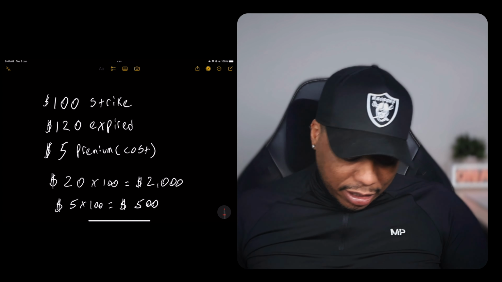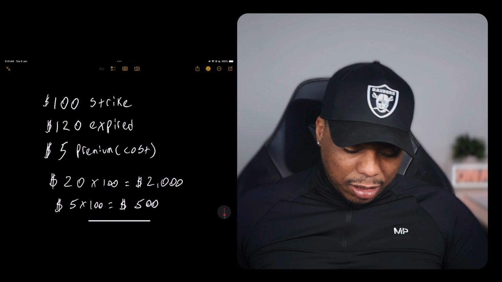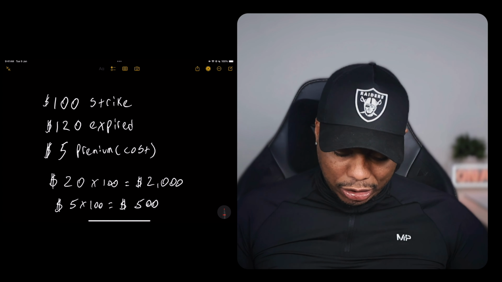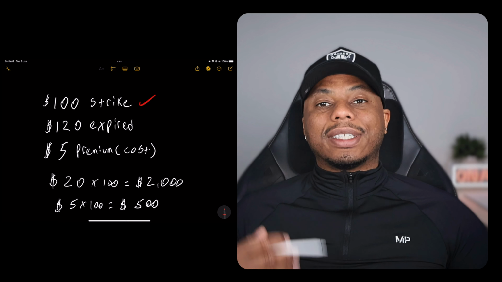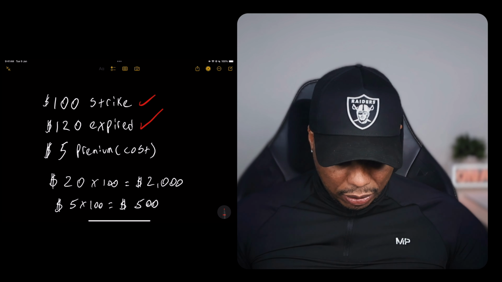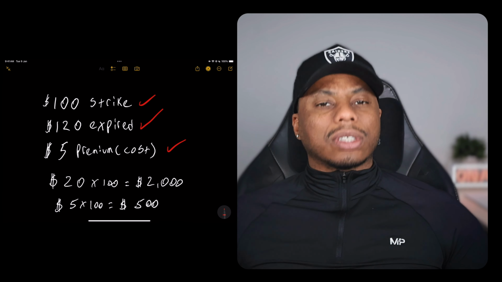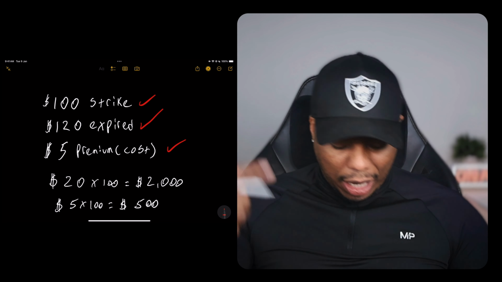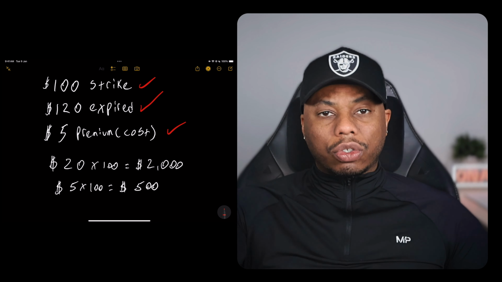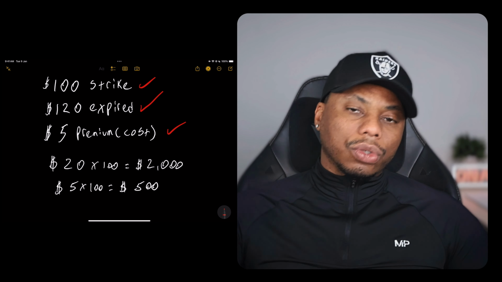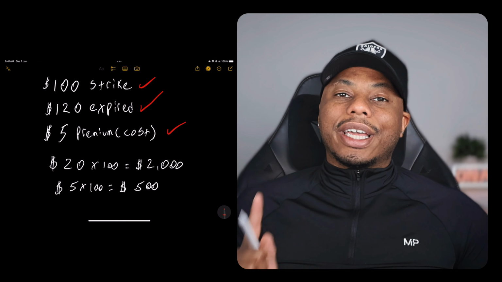But anyway, in this example, we're looking at buying a call option, right? So in this case, we're buying something at a $100 strike price. Boom. We got that. And then when it expires or we sell it, it's at $120, and we had a $5 premium or cost. That's how much it cost us to get the right for one contract, was at $5. So all we really need to know is that, cool, I bought it at $100 strike price. When it expired or when I sold it, it was at a $120 price. Therefore, I made $20.